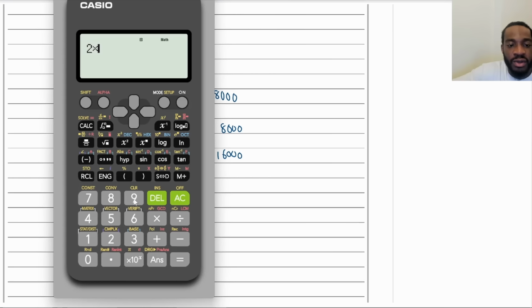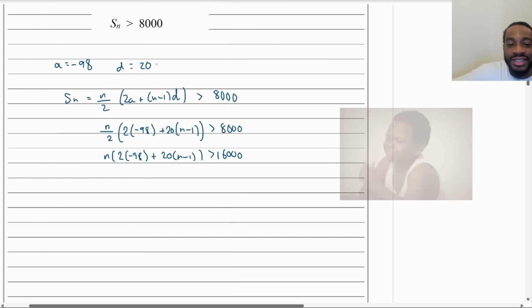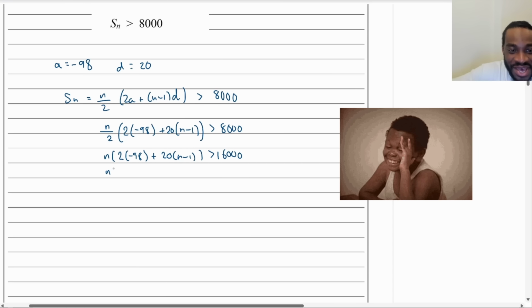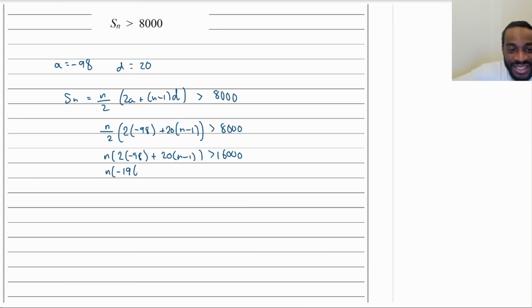Smaller than 200. 194? Yeah, 196, sorry. I had 4 in my head because you take 4 away by 6. Then n, minus 196 plus 20n minus 20, is greater than 16,000. So n is going to be 20n, and then that's 196 plus 20, that's 206, that's 216. That's minus 216, is greater than 16,000.